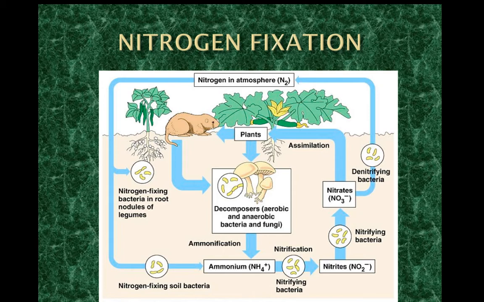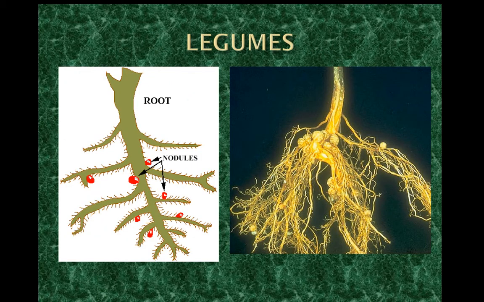Nitrogen is needed to make amino acids. Legumes are plants that have bacteria that live in the root nodules that fix nitrogen. Peas, beans, clovers, alfalfa, and peanuts are examples of legumes.